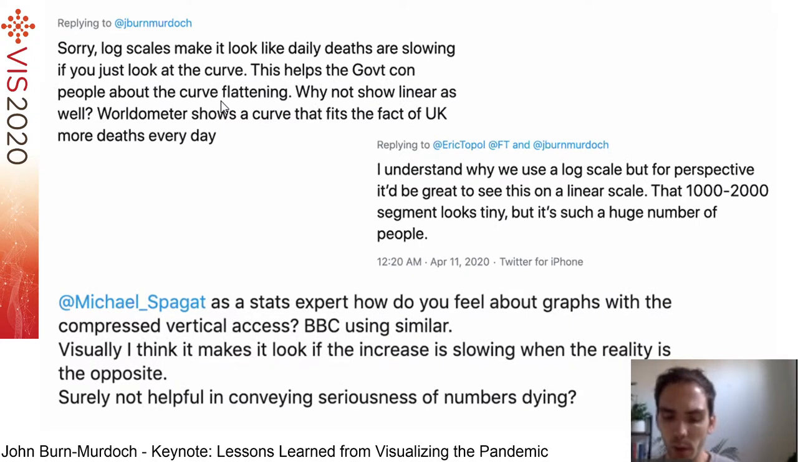So here's a few replies that we were getting on Twitter as we were putting out these charts. These were March, April, and I think into May. And we've got some people here, I think a couple of these are British readers. So the one at the top there is saying that log scales actually make it look like daily deaths are slowing down, and this would help the government con people about the curve flattening. Obviously a very 2020 framing there, with the idea of governments conning people.